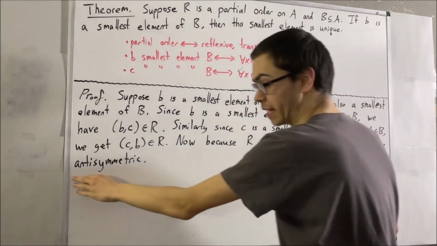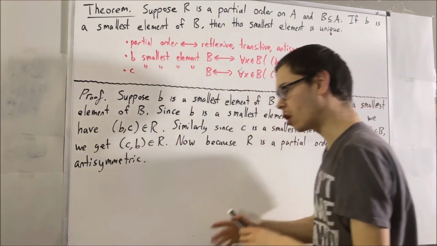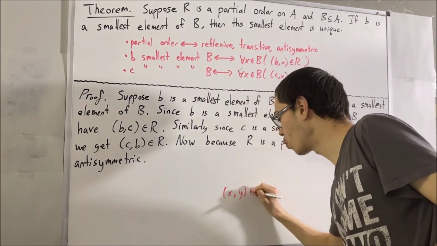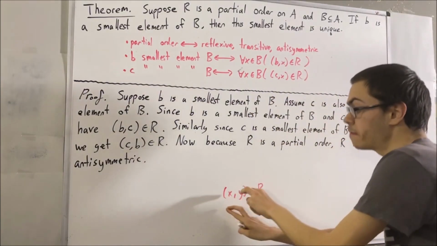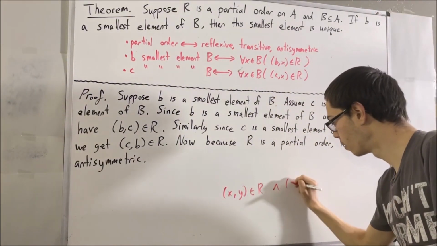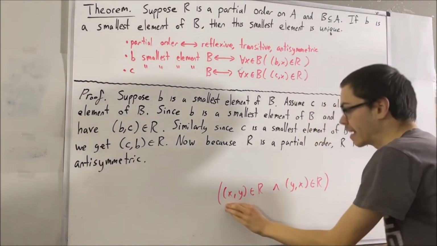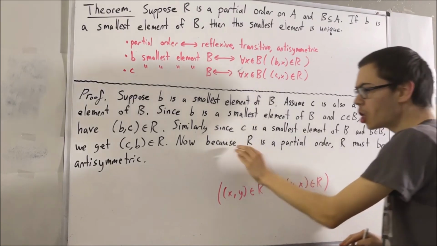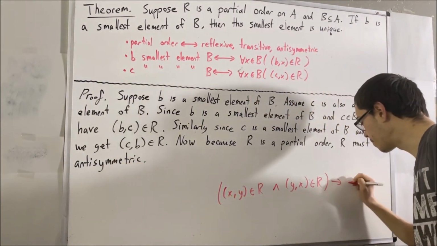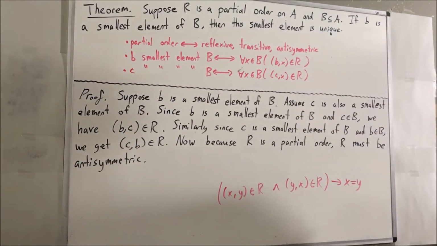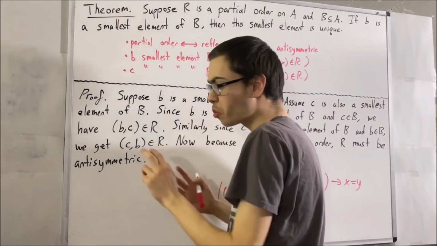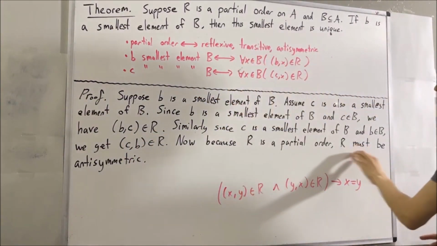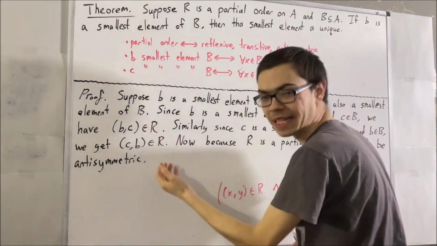What does it mean for a relation to be antisymmetric? Well, if you recall, all that means is if we have an ordered pair in our relation, and the inverse of that ordered pair is also in the relation, so say we have (x, y) and (y, x), both elements of R, then if R is antisymmetric, this means that x is equal to y. So in our case, because both (b, c) and (c, b) are elements of R, and R is antisymmetric, we have that b is equal to c.